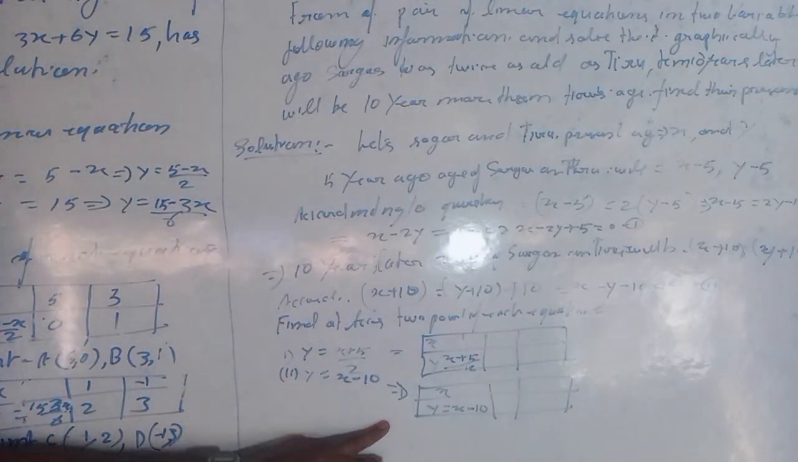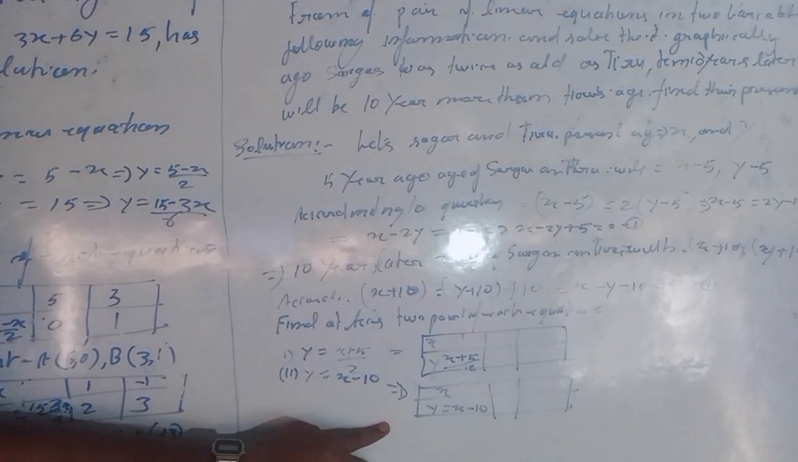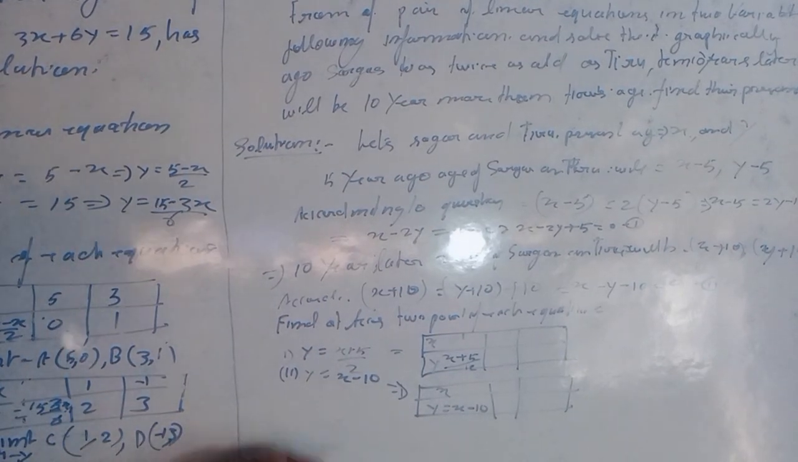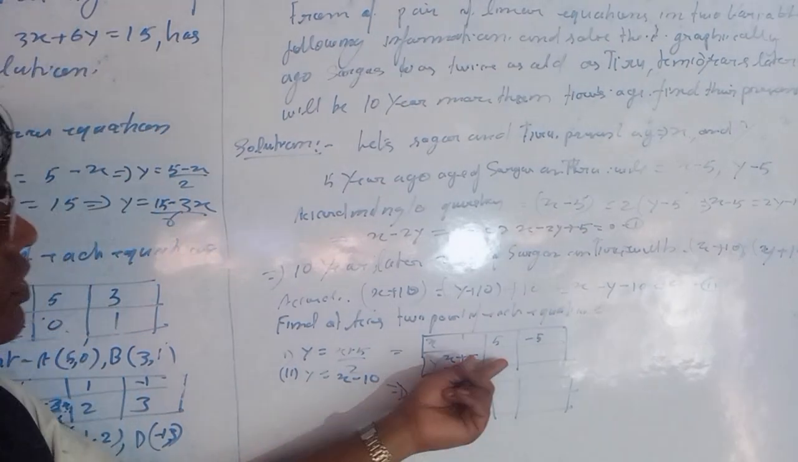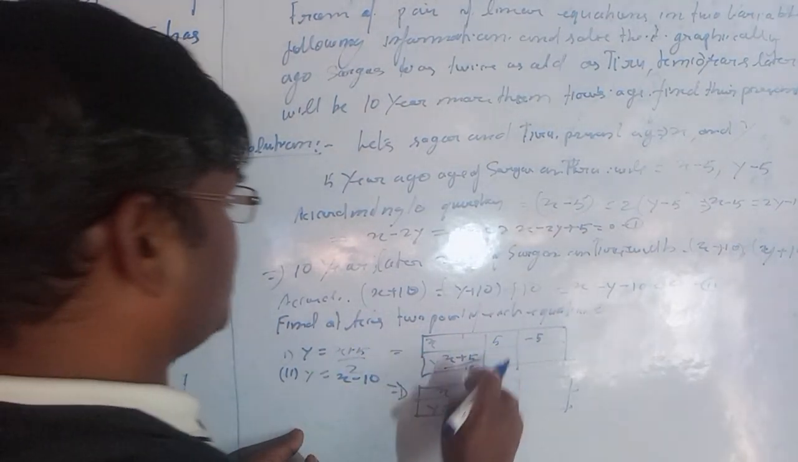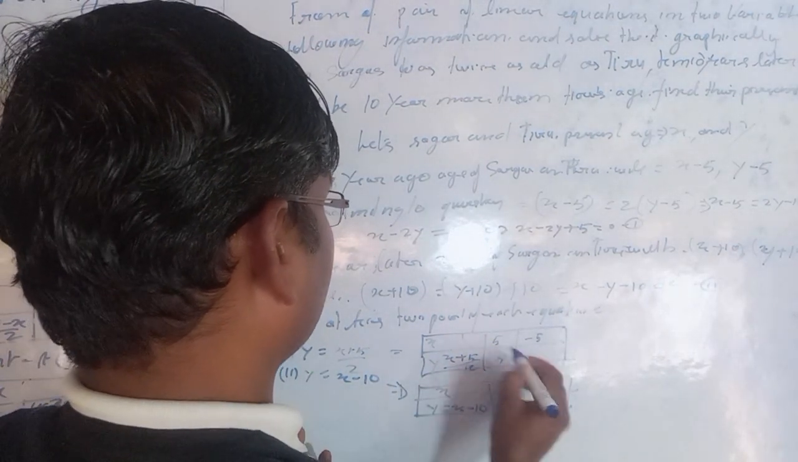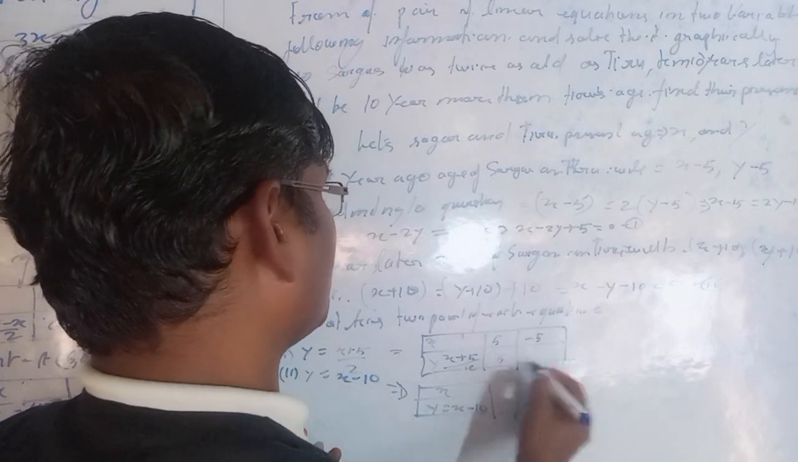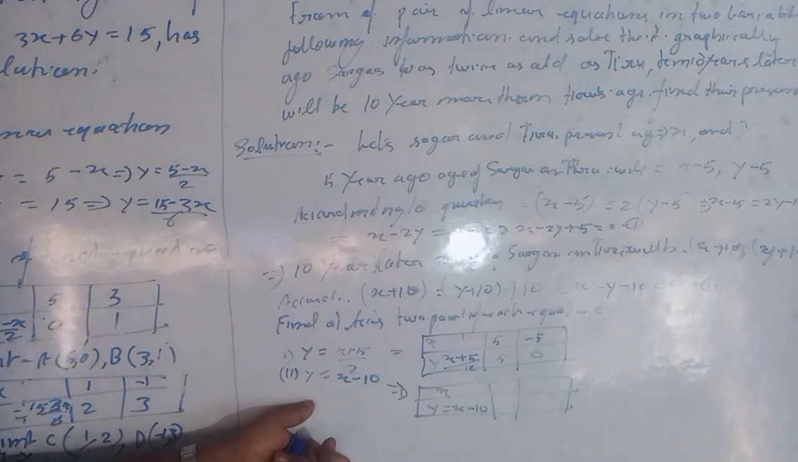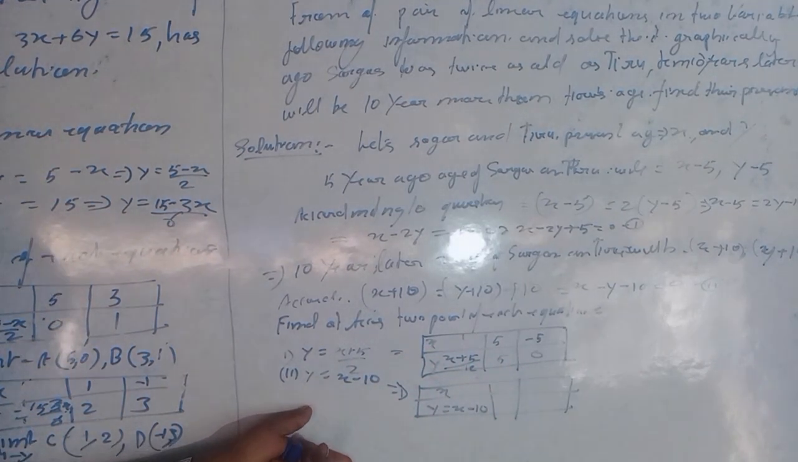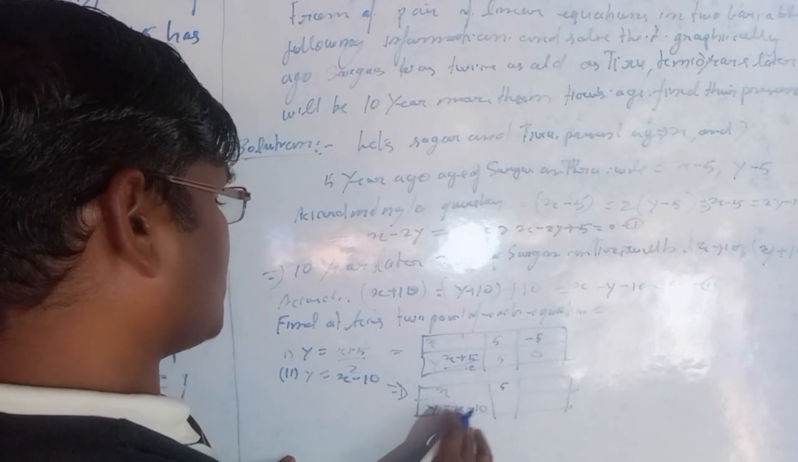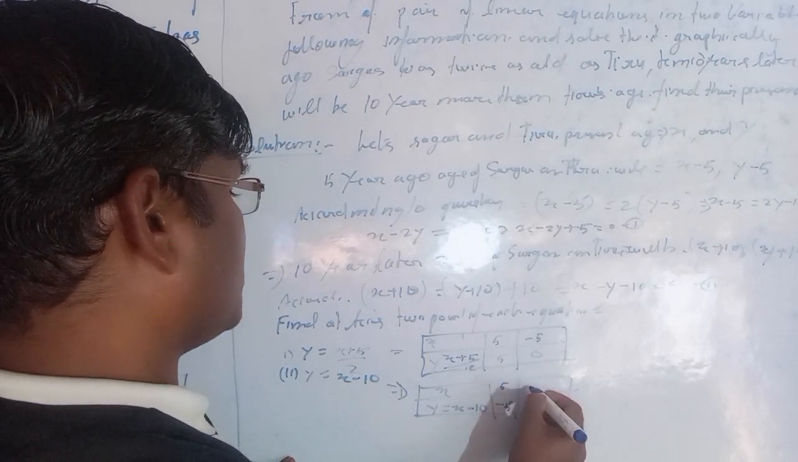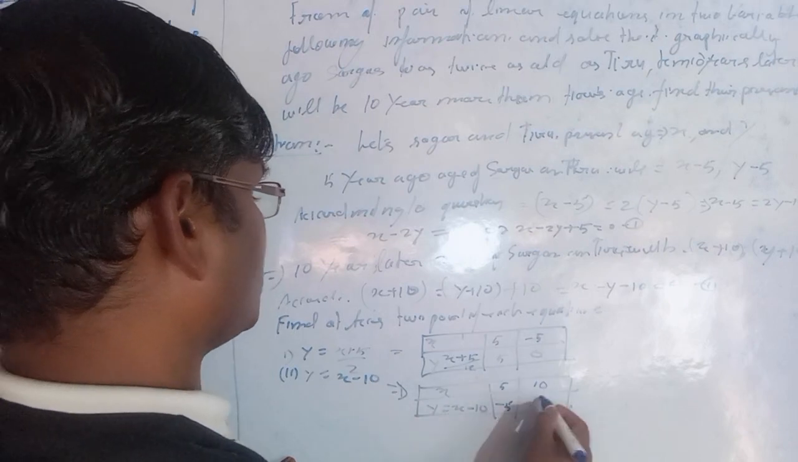Suppose for the first box we take x value as 5. Then 5 plus 5 is 10, divided by 2 becomes 5. And taking x as minus 5, minus 5 plus 5 is 0, divided by 2 is equal to 0. So for the second equation, we take the x value of 5, then it becomes 5 minus 10 is equal to minus 5, and if x is 10, then 10 minus 10 is equal to 0.